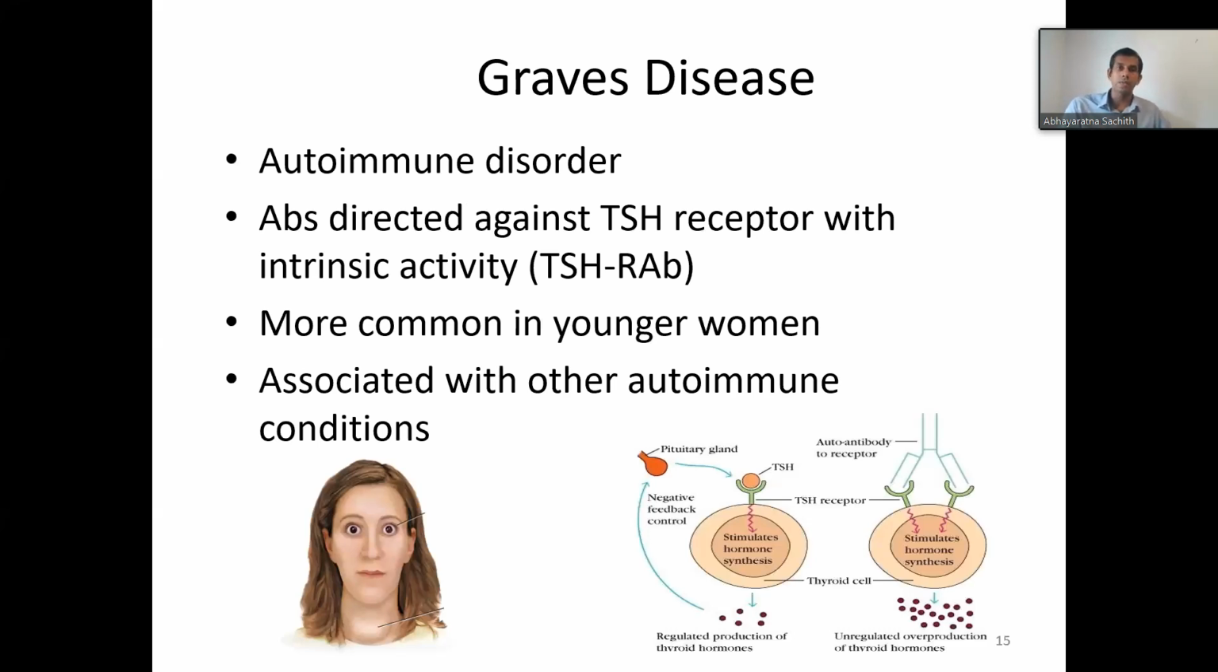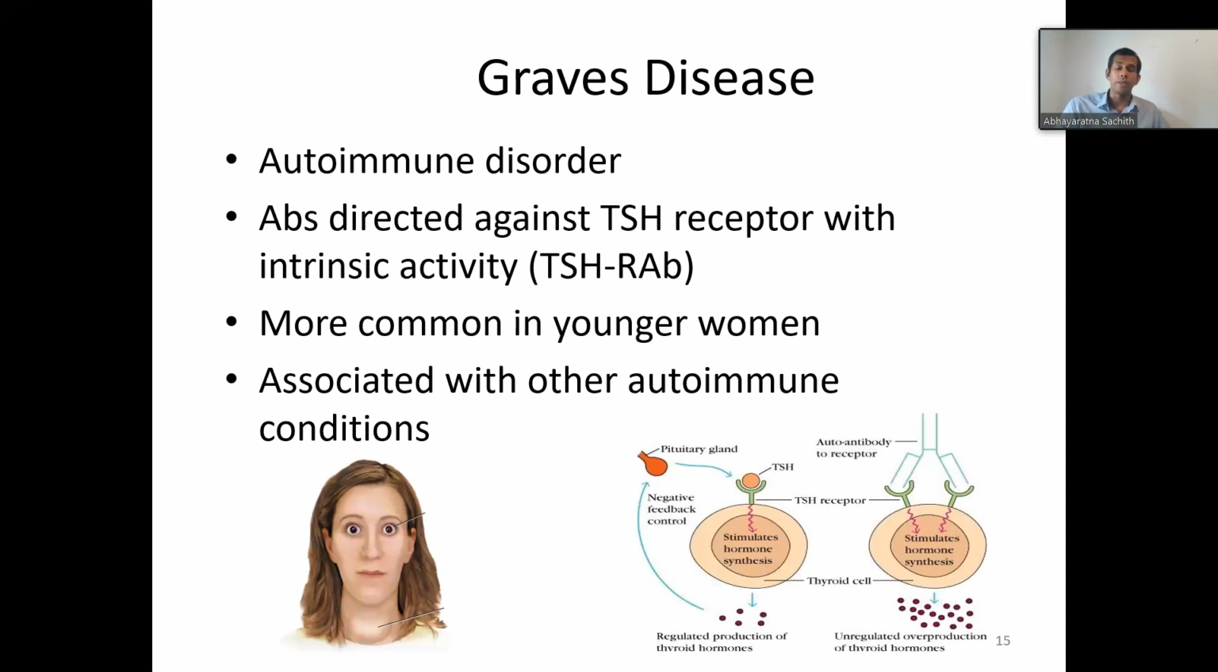Now, we'll discuss more in detail about Graves' disease. It's an autoimmune disorder. There are antibodies directed against the TSH receptor. So we call them TSH receptor antibodies, or in short, TRAb levels. Graves' disease is more common in younger females.